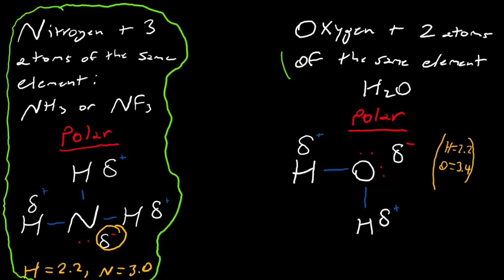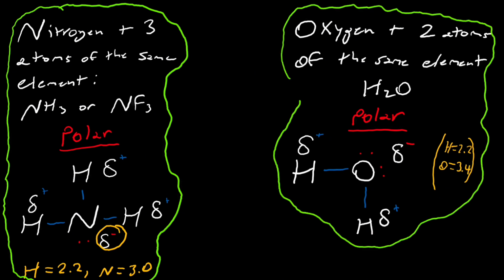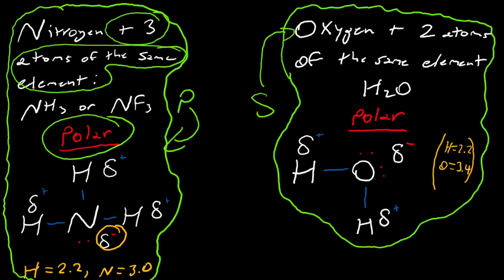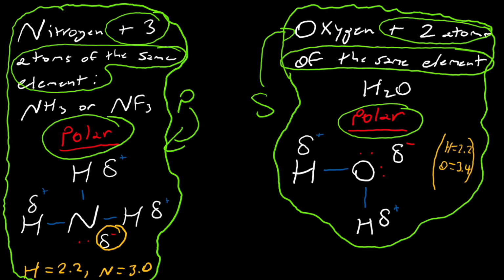Now, this isn't just for nitrogen and oxygen. The same rules can apply to other elements in the same chemical families as nitrogen and oxygen. For example, phosphorus, which is in the same chemical family as nitrogen, will always be polar if it is bonded with 3 other atoms of the same element. And same with sulfur, as it is in the same chemical family or group as oxygen, and when bonded with 2 atoms of the same element, it will also be polar. So keeping all of these rules in mind, you should have a good understanding of how to determine the polarity of molecules.